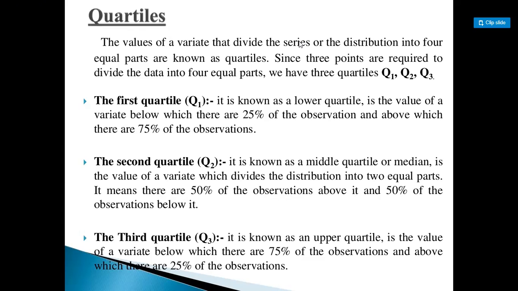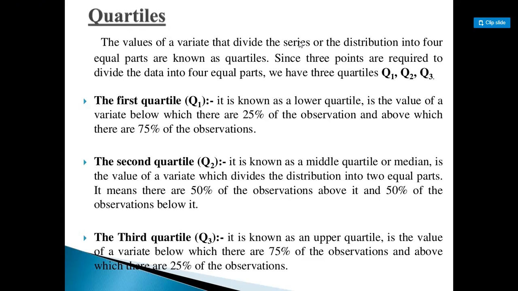Likewise, the second quartile, denoted by Q2, is known as the middle quartile or the median. It is the value of the variable which divides the distribution into two equal parts. It means there are 50% of the observations above it and 50% of the observations below it.